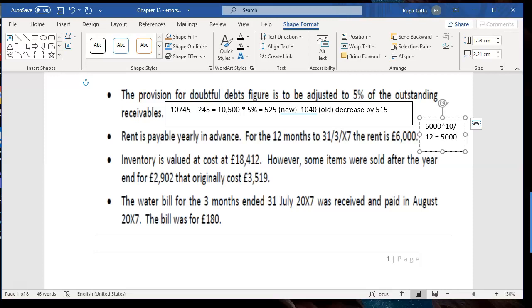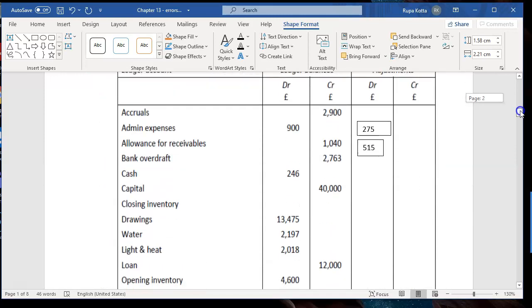And as we discussed the double entry for prepayment on Wednesday, prepayment is an asset because you don't have to pay these expenses anymore. So the prepayment account should be debited and the related expenditure account should be credited because the expenditure is going to decrease. So the prepayment account is debited, and the related expenditure over here is rent, so the rent account should be credited.